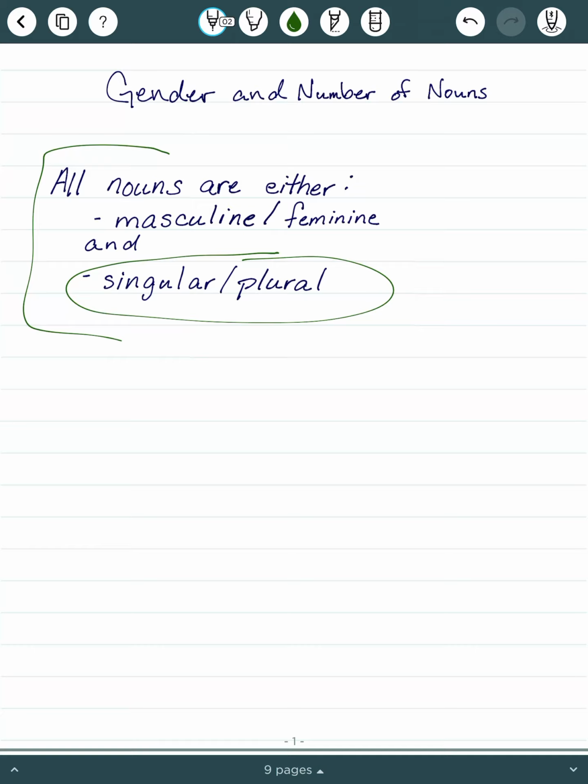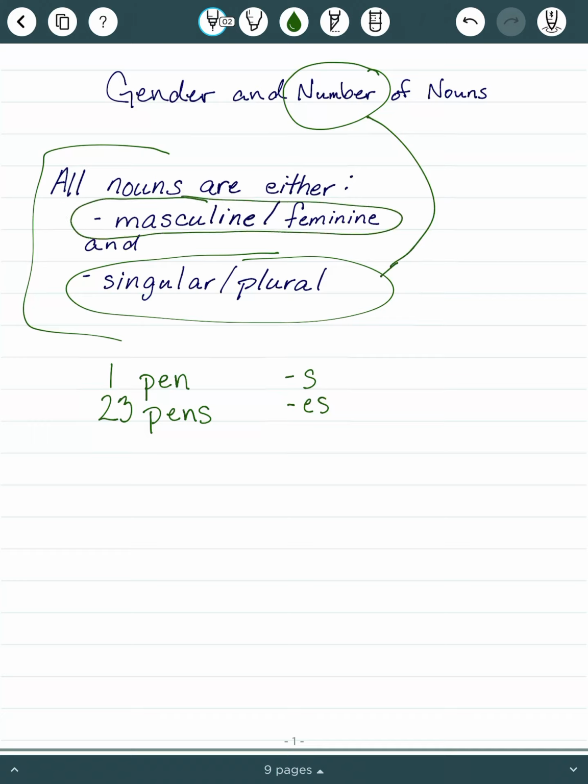If you have one pen, that's pen, but if we have several, then we need to make it plural and turn it into pens. So 1 pen, 2 pens, 23 pens. In English, we usually add s or es to the end of a noun to make it plural. So that's what we mean when we say number, singular or plural. Now, masculine or feminine, that is what we mean when we say gender.